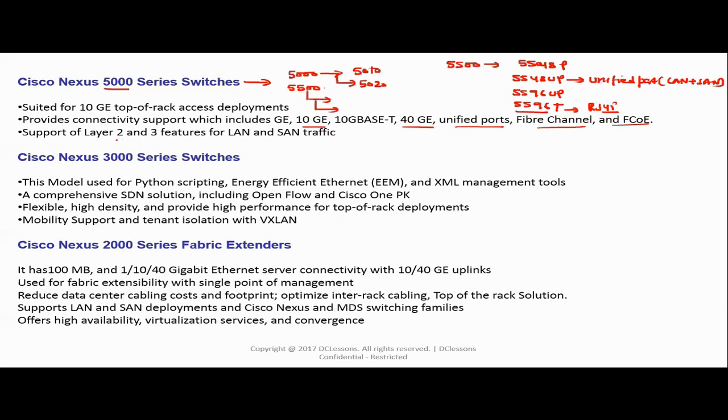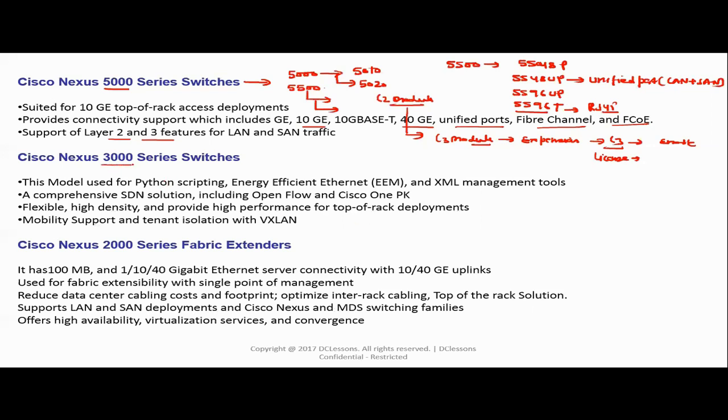Right, it supports both layer 2 and layer 3 features. By default, Nexus 5500 comes as a layer 2 module. So it is purely a layer 2 switch. But if you want to make it layer 3, you have to connect a separate layer 3 daughter card in its expansion slot. Once you connect the layer 3 module in one of its free expansion slots, your switch will become a layer 3 switch. Then you have to enable the license and use it as a layer 3 switch.